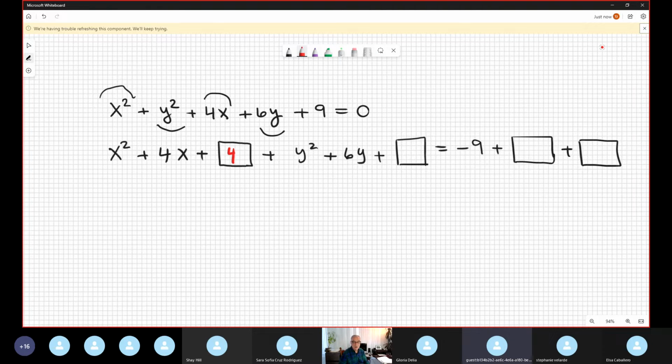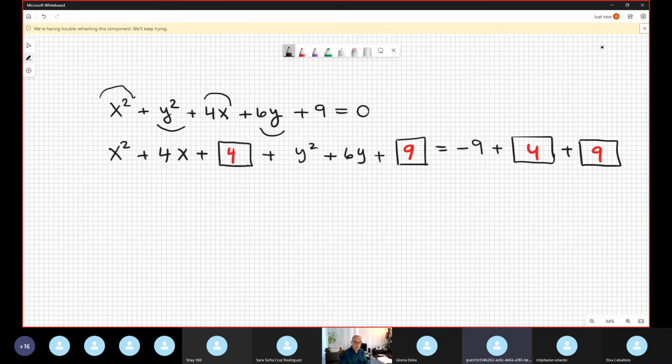And what about the second number? 9. What does 9 come from? 6 divided by 2 is 3. 3 squared is 9. Cool. Likewise, you put these artificial numbers 4 and 9 on the right hand side in order to keep the equilibrium.